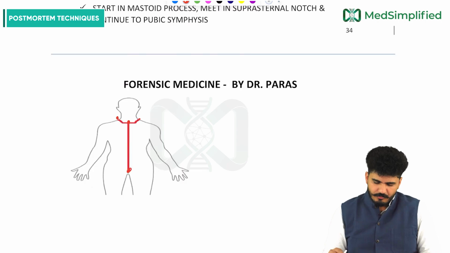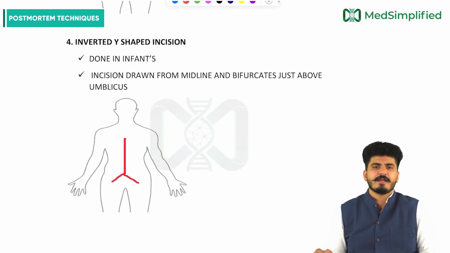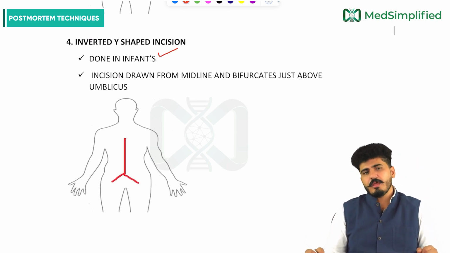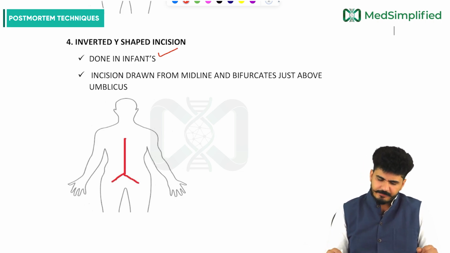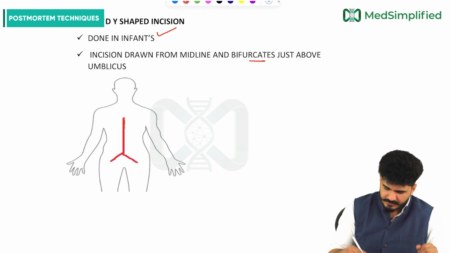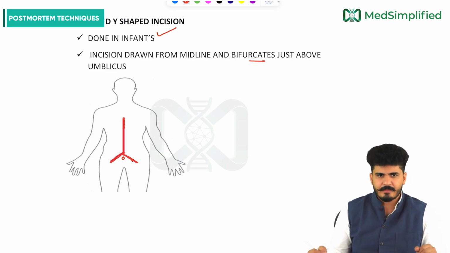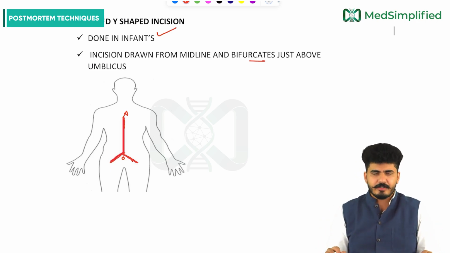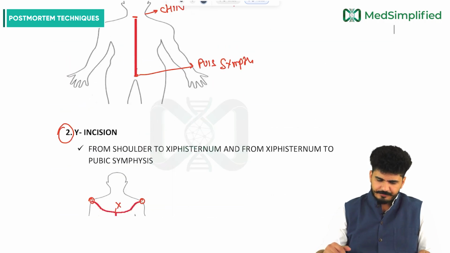Now we are coming to the fourth type of incision, that is the inverted Y incision. This is specifically done in infants, my dear friends. If it is an infant death, then we do the inverted Y incision. From where is it done? The incision is in the midline, and it bifurcates just above the umbilicus. If this is the umbilicus, just above the umbilicus it will go like this. This is the Y shape. It goes from the xiphisternum to the umbilicus, and from the umbilicus it divides into two parts. This type of incision is called what, sir? Inverted Y incision. So we will revise all these types of incision right now.